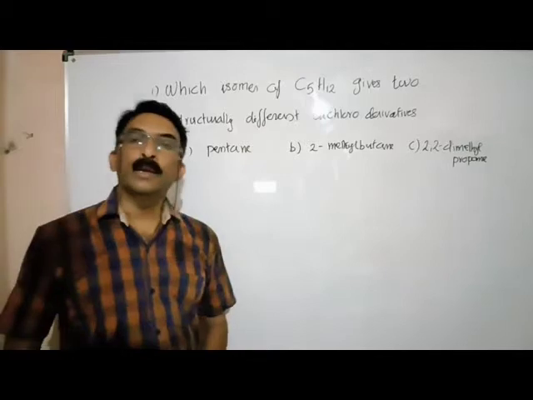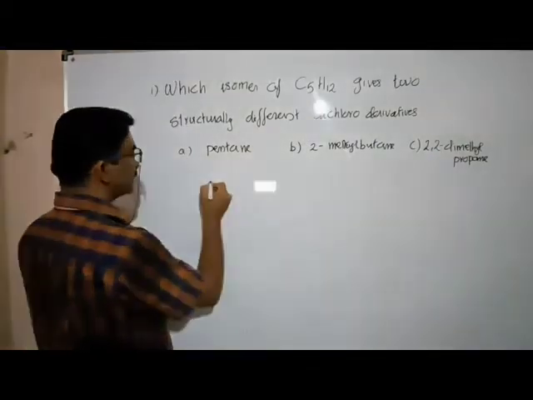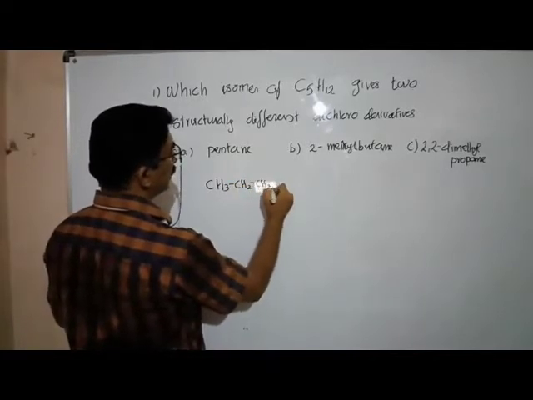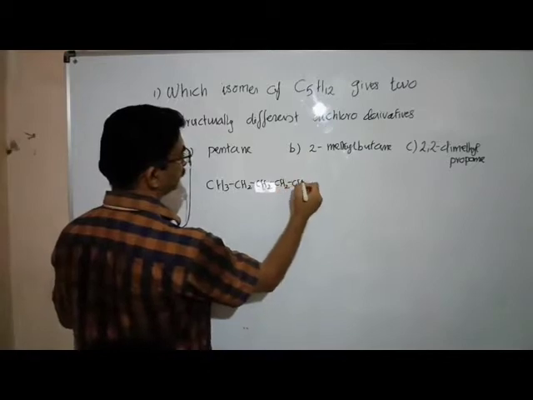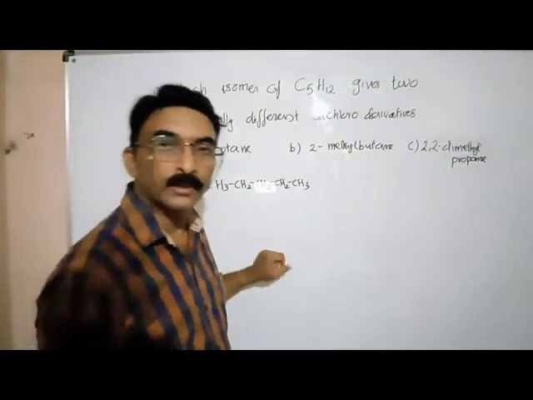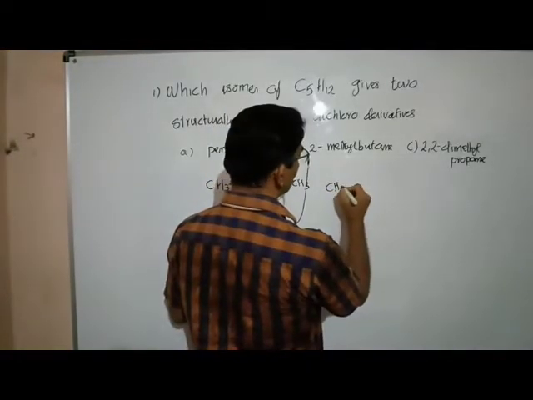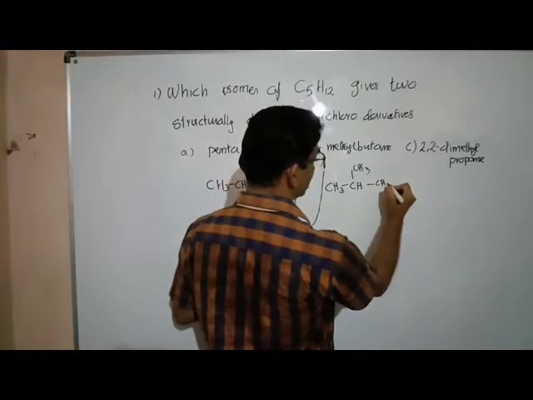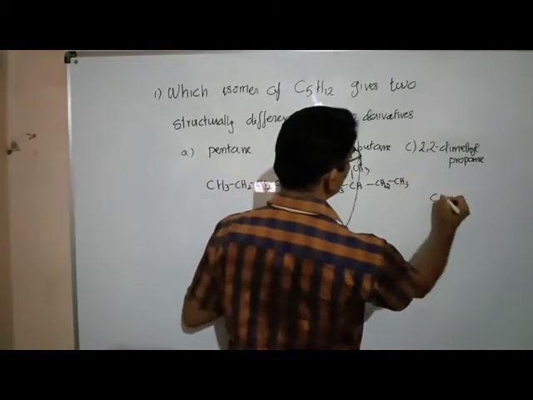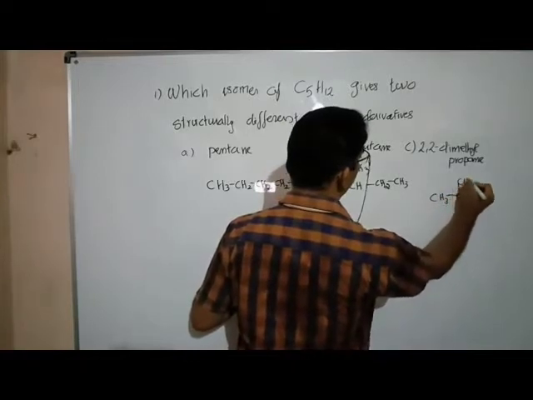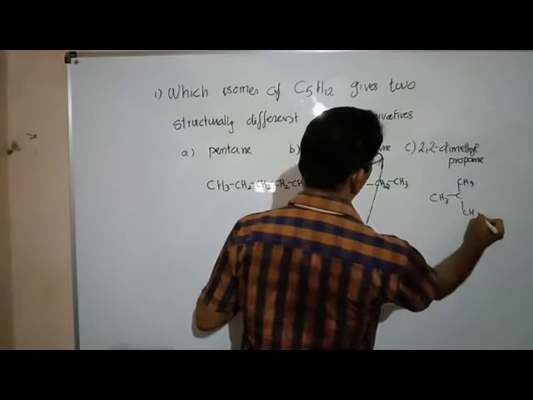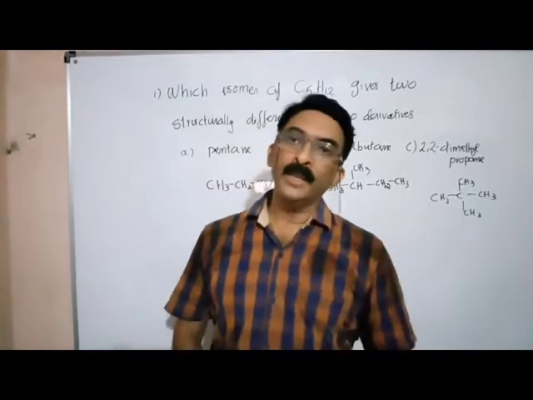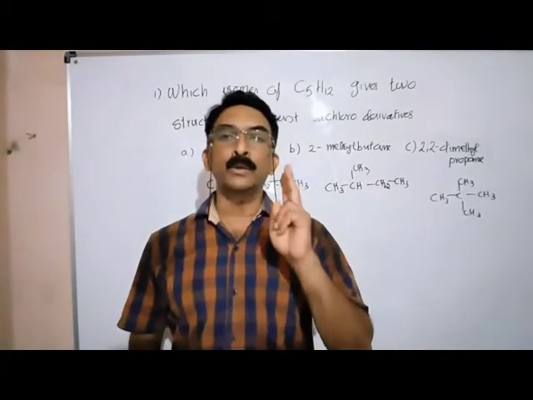We will first draw the three structural isomers of pentane: CH3, CH2, CH2, CH2, CH3. Here, 2-methyl butane: CH3, CH, CH3, CH3, CH2, CH3. Then we have the third: CH3, C, CH3, CH3, CH3. We want to verify which will give only two structural dichloropentanes.